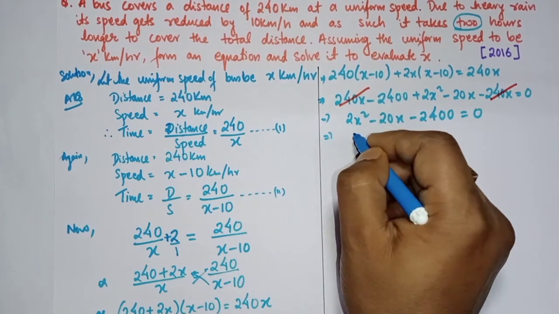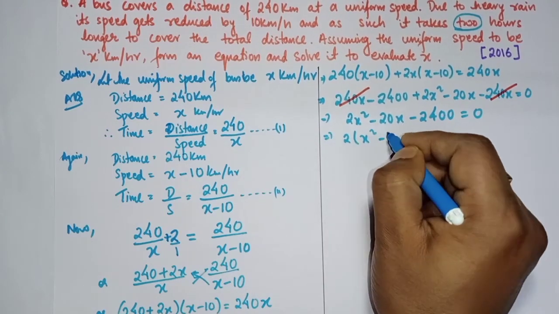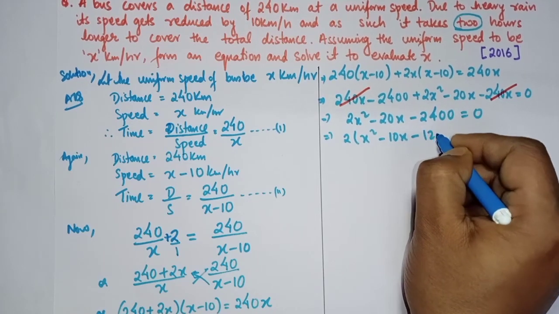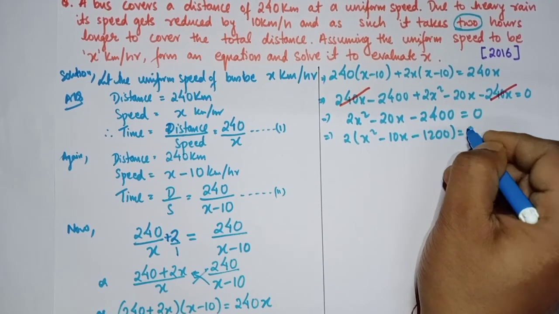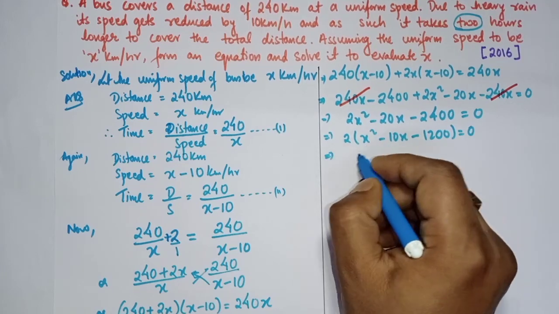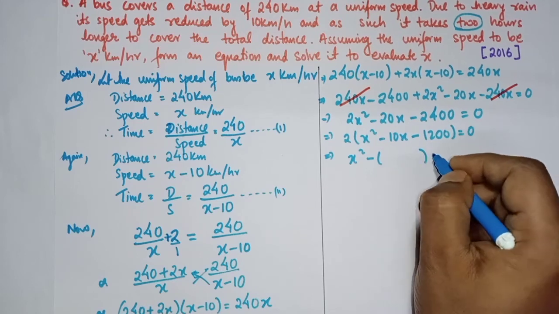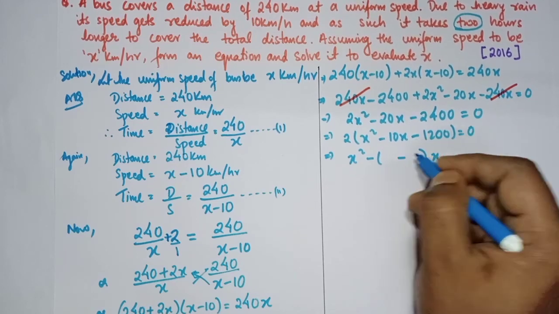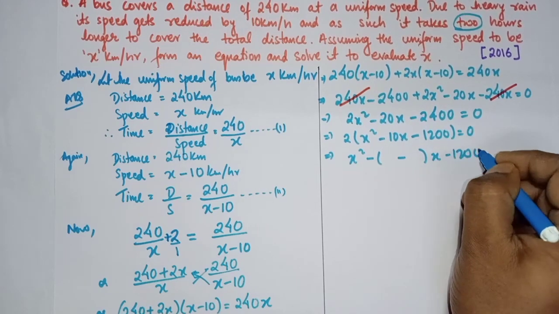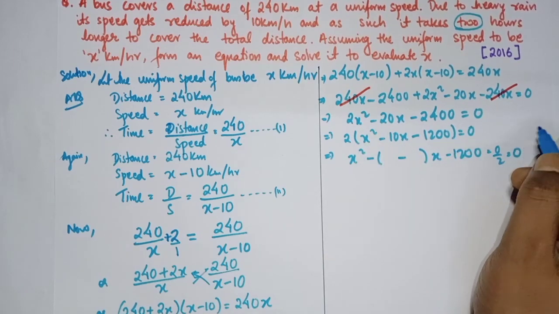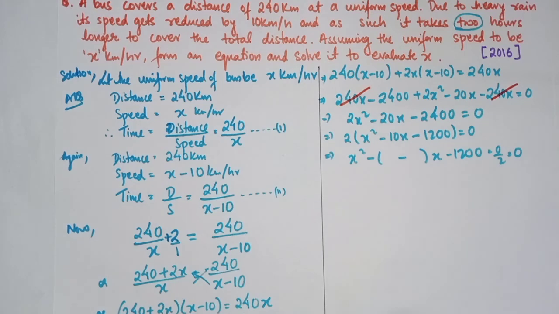Now what can I do? Taking 2 common, it will be x square minus 10x minus 1200: 2 ones are 2, 2 twos are 4, 0 0. You think that you are just dividing. Okay, now we have to do breaking the middle term: x square minus 10x as it is, and since it's minus, it will be minus 1200, and the 2 went, 0 by 2 is 0 only. Okay, so now we have to do the breaking of the middle term.